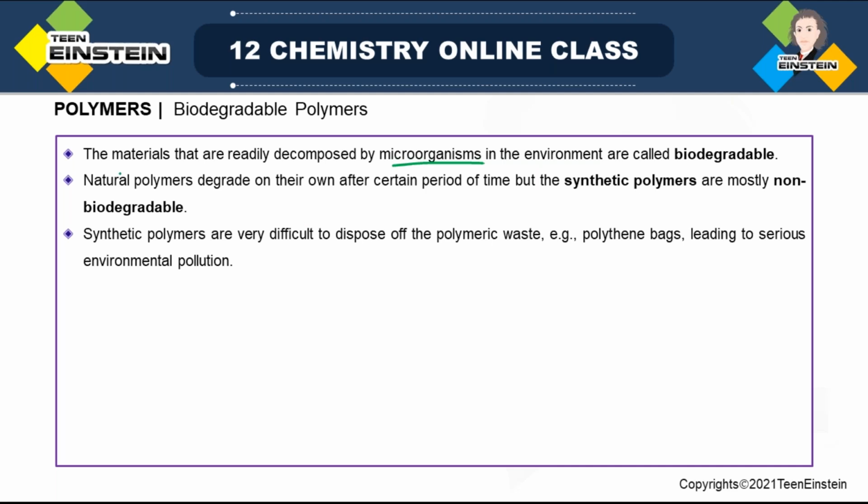Natural polymers, we know there are different types of classification we have seen in the first class, and one of these classifications is based on source, whether it is natural or synthetic or semi-synthetic. Natural polymer means it is naturally available. So those polymers can degrade on their own after a certain period of time.